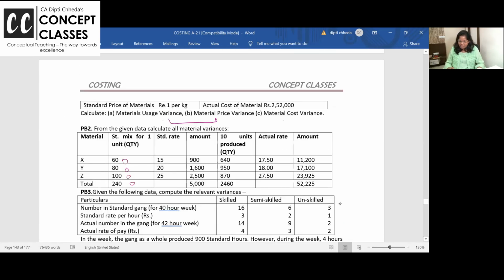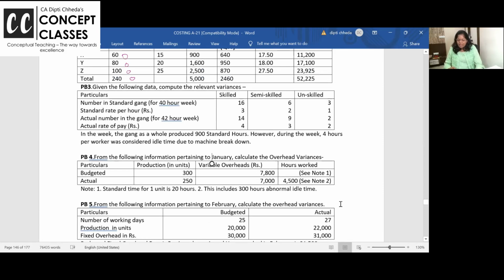Shall we do this problem for labor, the third one? Number in standard gang, 16 and all. Standard rate. Actual is 42 hours. Actual rate. And the gang has produced 900 standard hours. So 900 standard hours is not standard, it's actual. It has actually worked for 900 hours. Now during the week, 4 hours per worker are idle. So idle time is always going to be negative. But we will do its calculation differently, later. Okay?